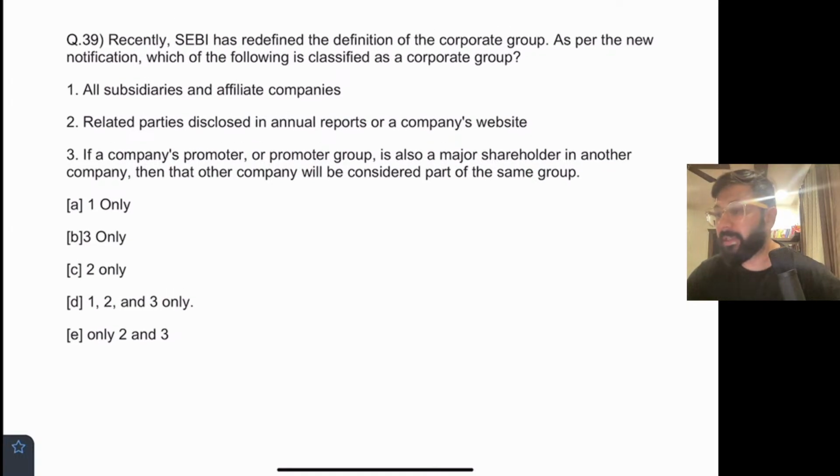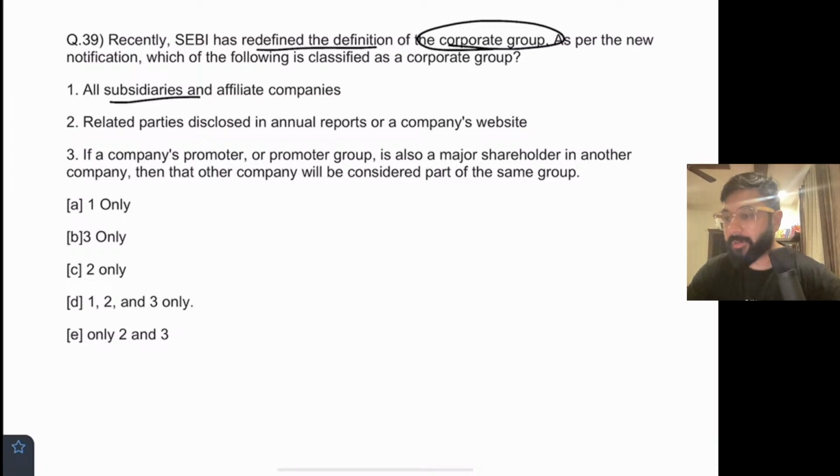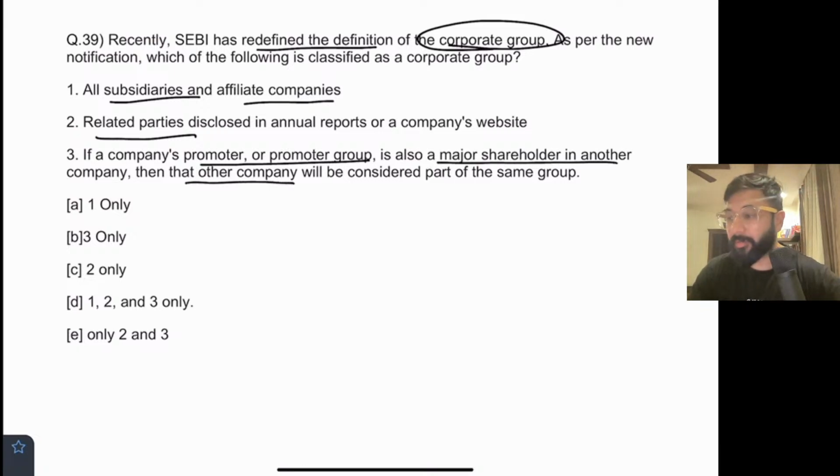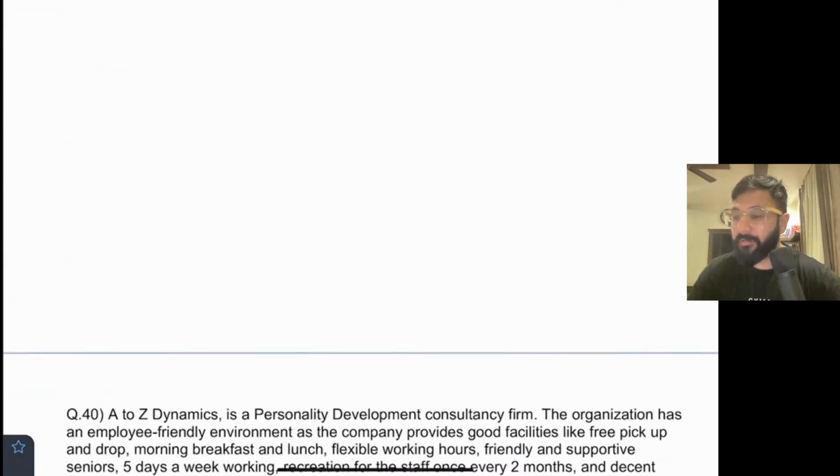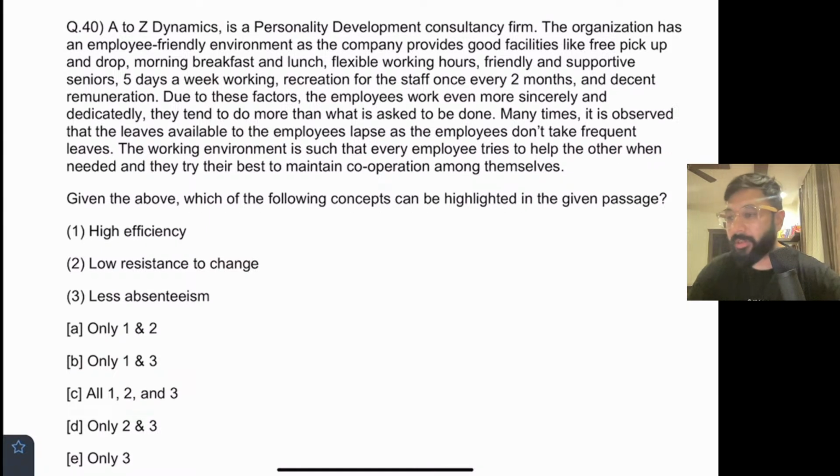Question 39. Recently, SEBI redefined the definition of a corporate group. क्या क्या corporate group के अंदर आता है? All subsidiaries and affiliate companies, related parties disclosed in annual report, promoter or promoter group. If the company's promoter is also a major shareholder in another company, then that company is also a part of the same group. The answer is option number D. All three are a part of corporate group now. SEBI has given a better, more refined definition of a corporate group.